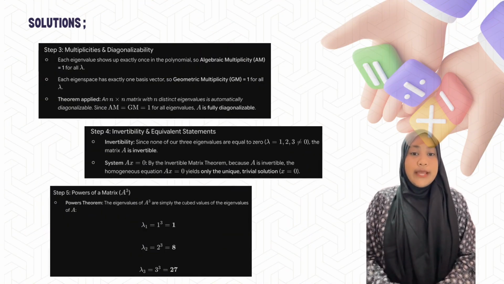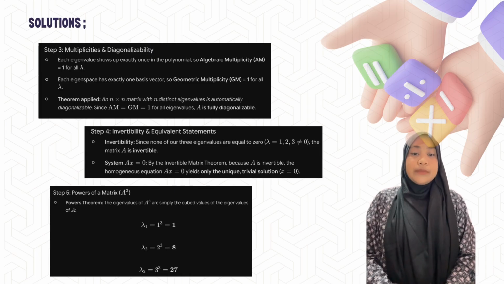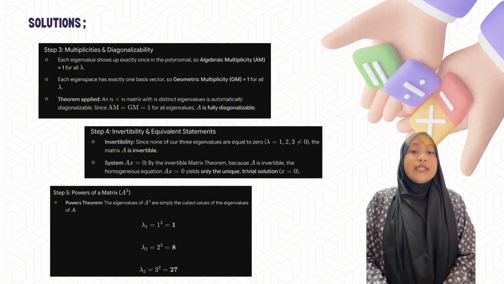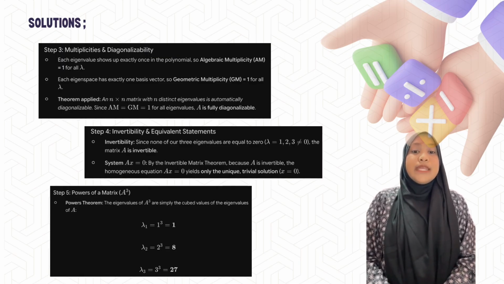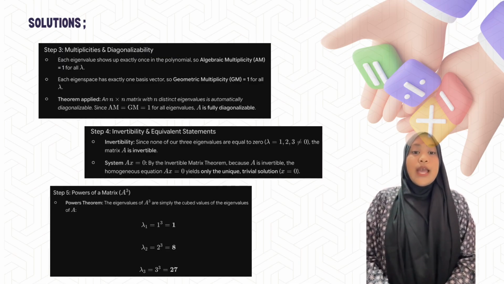Let's wrap up with steps 3, 4, and 5. Since our algebraic and geometric multiplicities are all equal to 1, the multiplicities theorem guarantees that matrix A is fully diagonalizable. Furthermore, because none of our eigenvalues are 0, the matrix is completely invertible, meaning the system AX equals 0 has only the unique trivial solution.